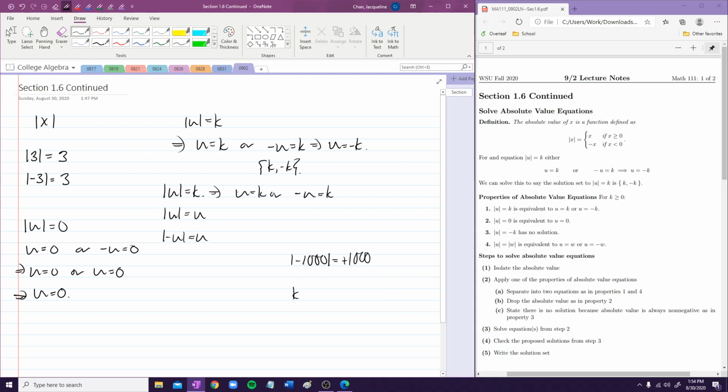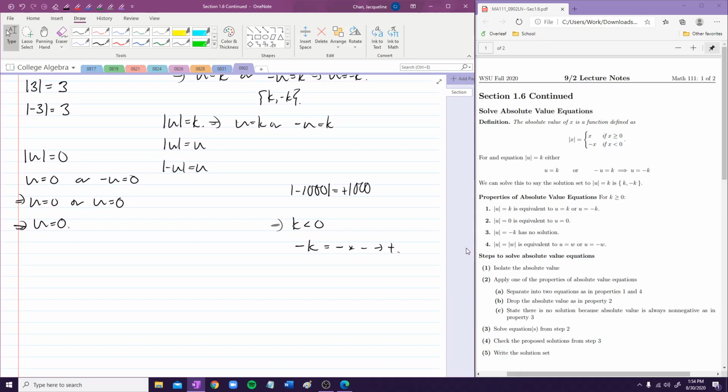Because what if k was less than 0? Then negative k would equal a negative times a negative, which would spit out a positive. That is if k is less than 0. Last thing, the fourth property: the absolute value of u is equal to the absolute value of w. This is equivalent to saying u is equal to w or u is equal to negative w.